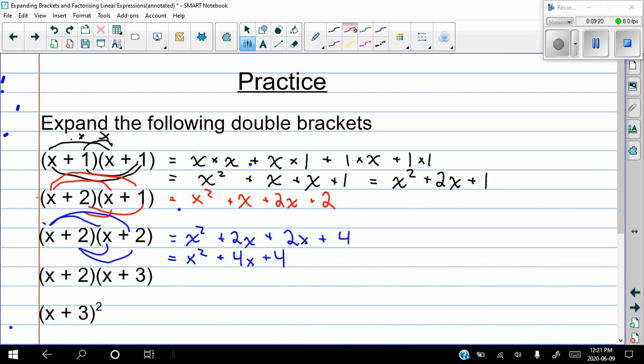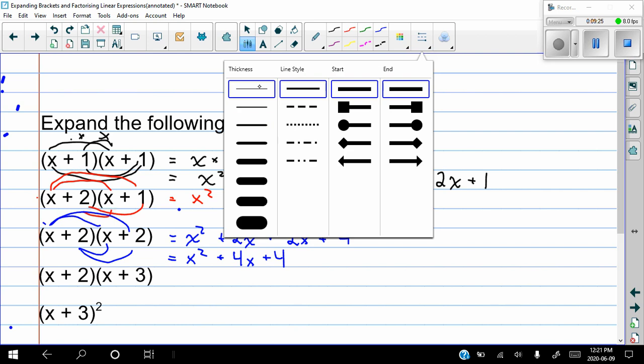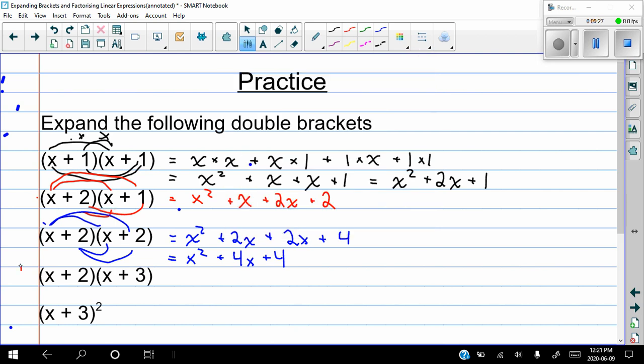If you get in the hang of just simplifying always, it's not only practicing your collecting like terms section, but also ensuring that you don't miss on those really easy marks. If you've done all the hard work, might as well just do the easy work to finish it off.